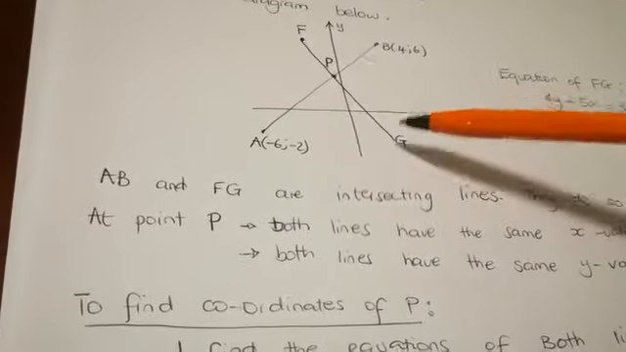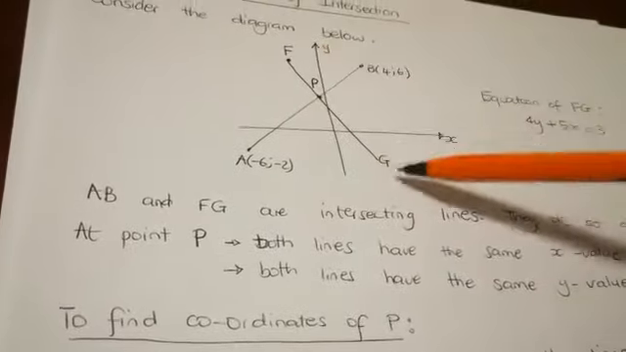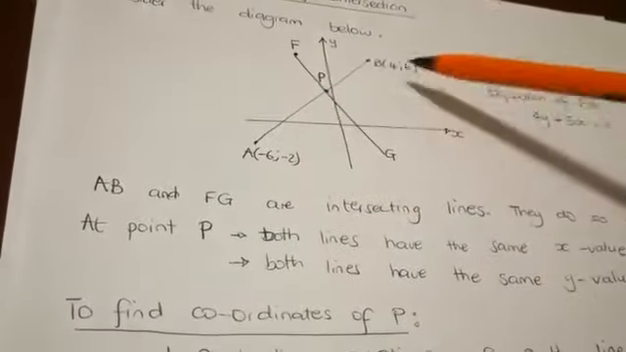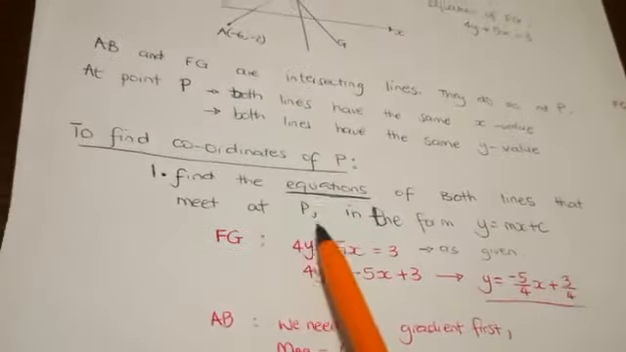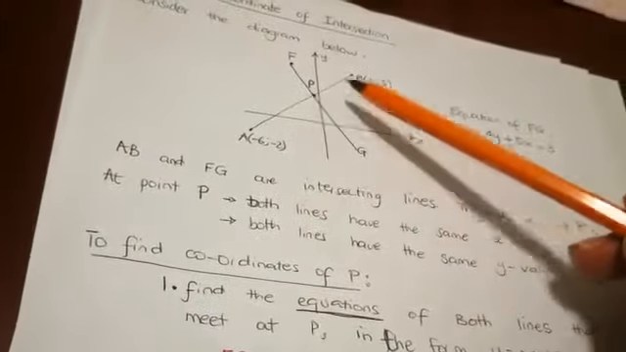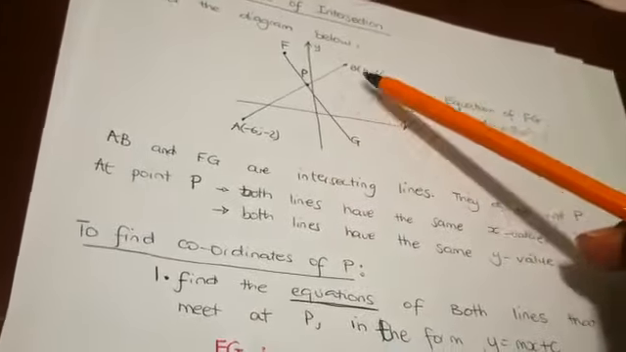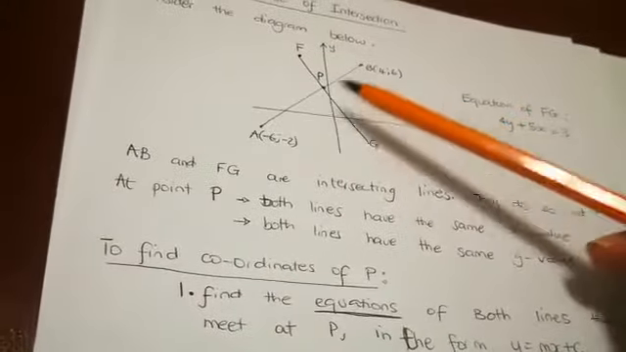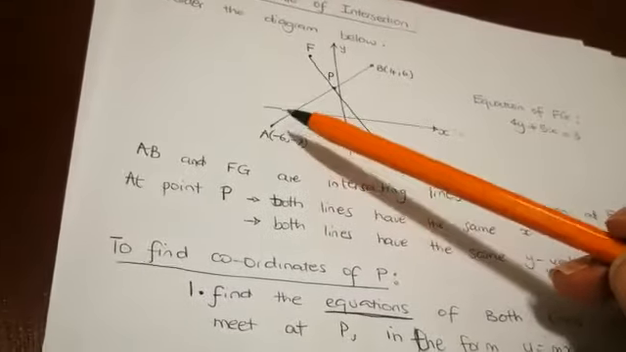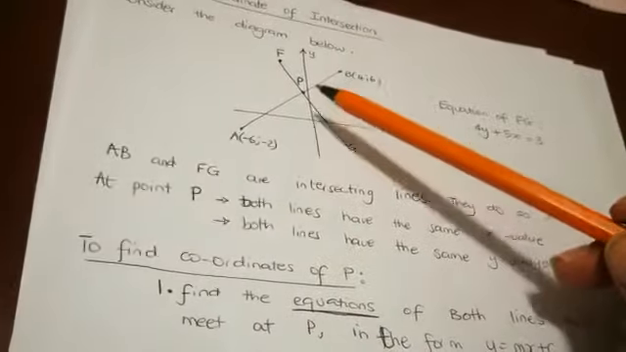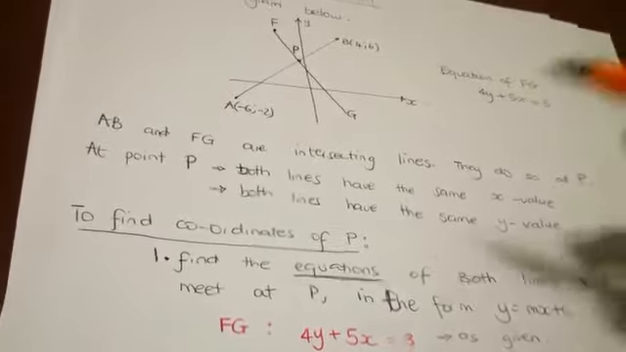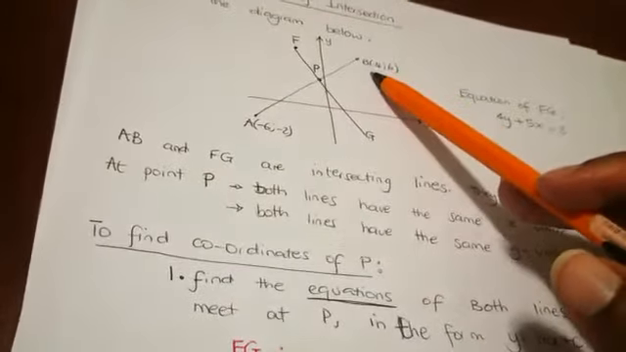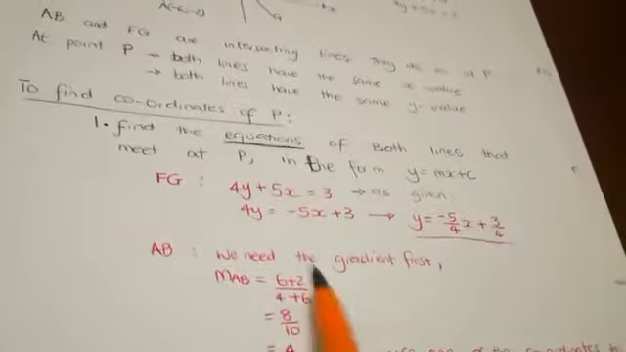So that means we need to find the equations of both FG and the equation of what? Of AB. So FG has been provided for us. So that means we need the equation for what? For AB. Now, if you check AB, they've provided us with two coordinates. So if we have two coordinates, then we are in luck. Remember, for you to find an equation, you need to have what? The gradient, and then you need to have one coordinate. So now they've provided us with two coordinates because we first need to calculate the gradient.